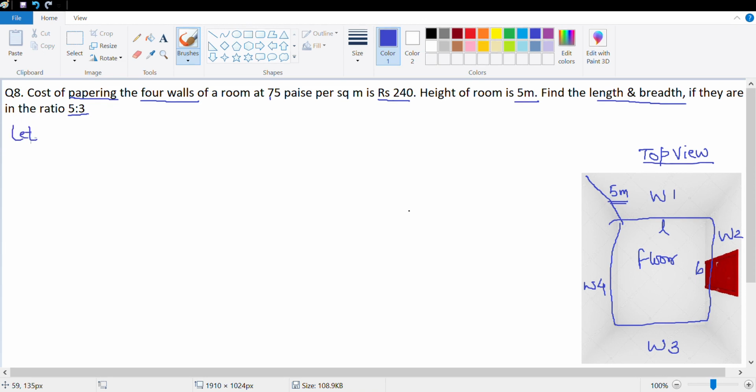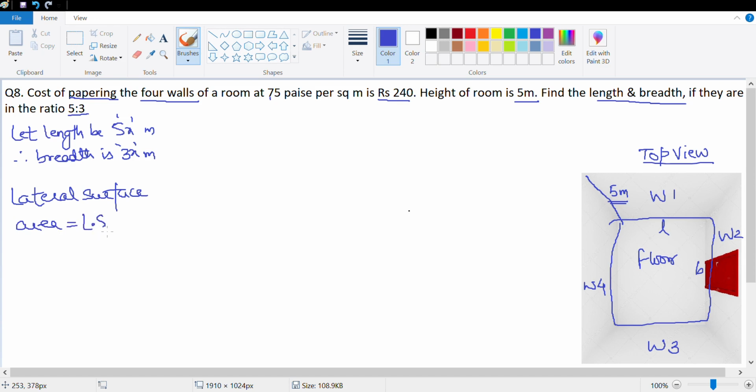So let length be 5x, unit is meter, so let it be 5x meter. Therefore breadth is, ratio is 3, so 3x meter. So this is the ratio of the length and breadth. So we need to find the lateral surface area, because we are papering the 4 walls only. So lateral surface area. Does anyone remember the formula? I hope you do. Lateral surface area is equal to 2 times length plus breadth multiplied with height.